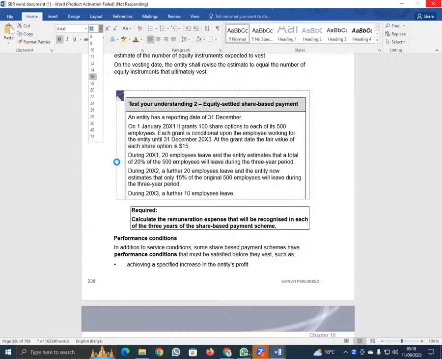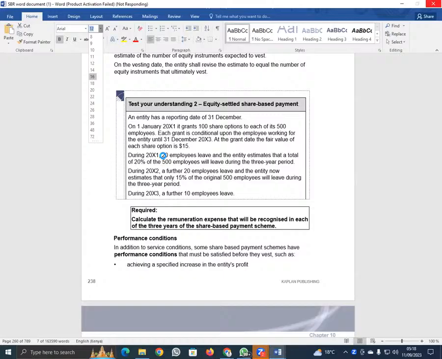Test Your Understanding 2: equity settled share-based payment. So you're told there, an entity has a reporting date of 31st December. So 31st December is when we report. On 1st January 2021, it grants 100 share options to each of its 500 employees. Each grant is conditional upon the employee working for the entity until 31st December 2023.